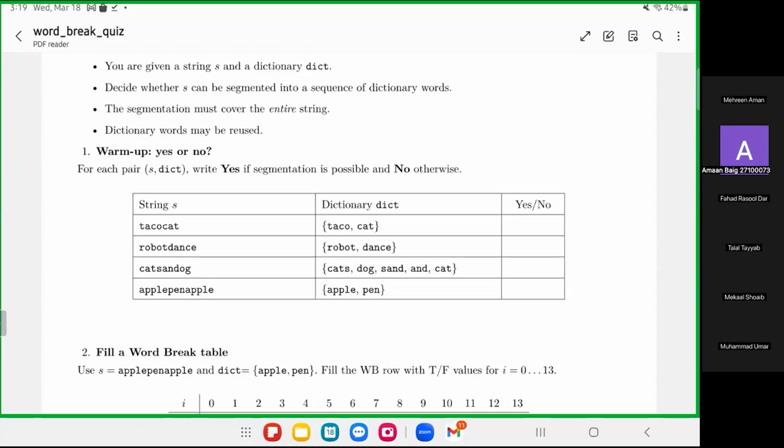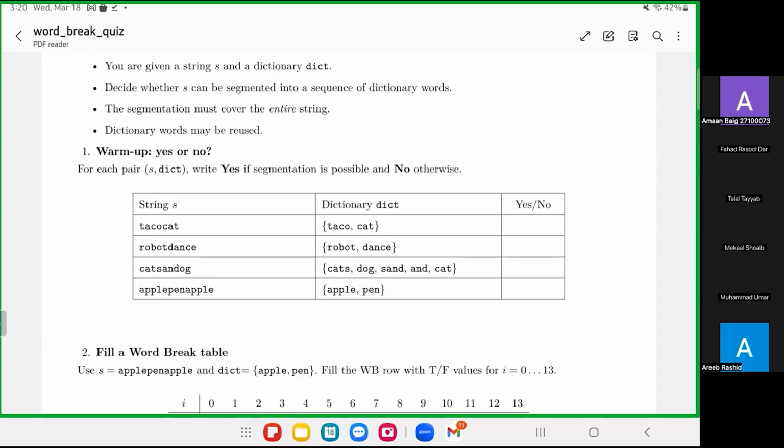Okay, cool. Looks like everyone made decent progress on question 1. Is it necessary to use all the words? No, it's not necessary to use all the words in the dictionary. All right, I'm gonna move on to the next question. Does anyone need me to stay on question 1?